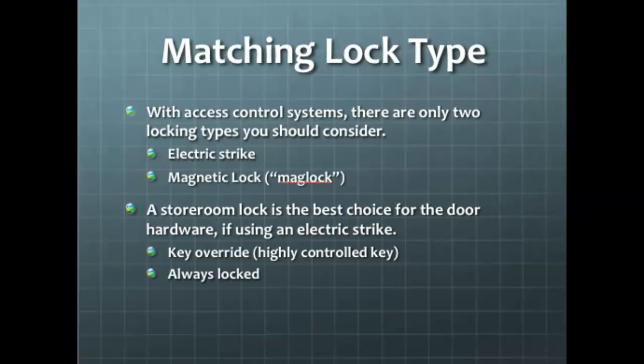But don't put an access control system on a passage set or even a privacy set. If somebody turns that little thumb turn, and you've got your electric strike on there, the door's still going to open, because they'll turn the handle and the bolt will retract on the door. So again, match the lock to the access control system.